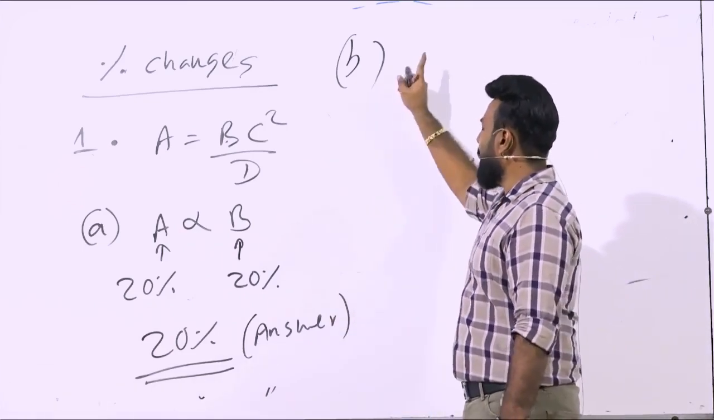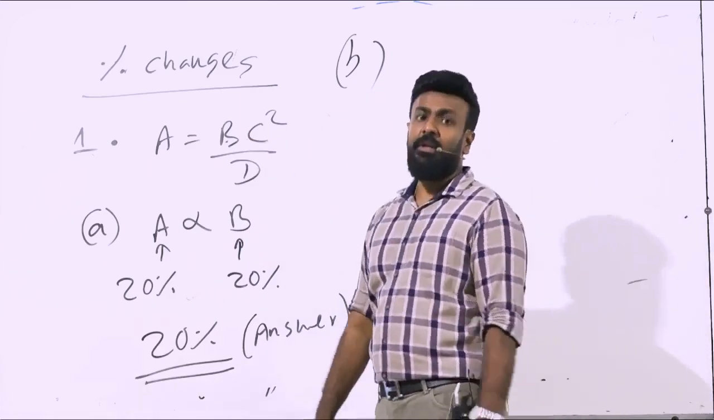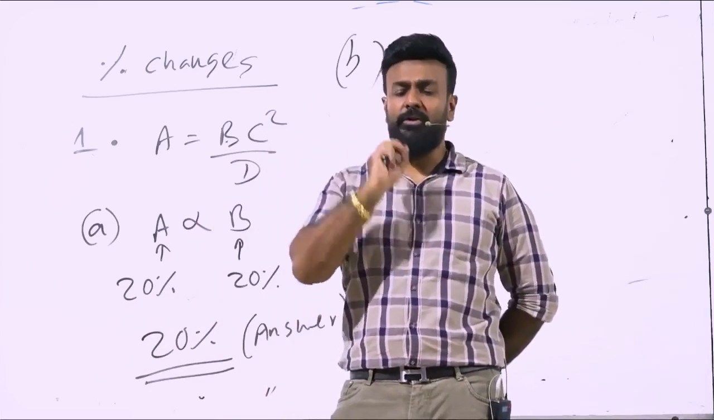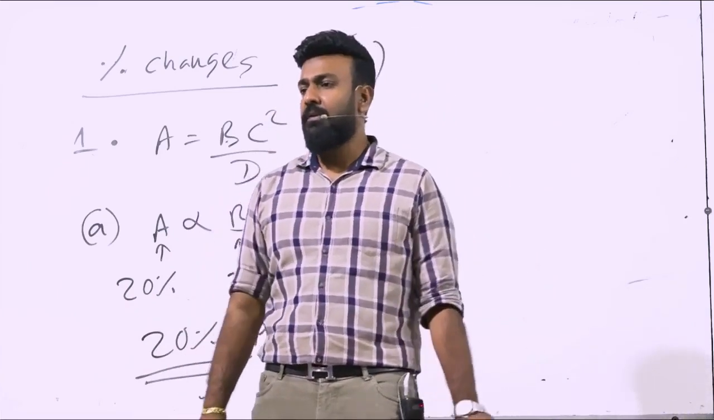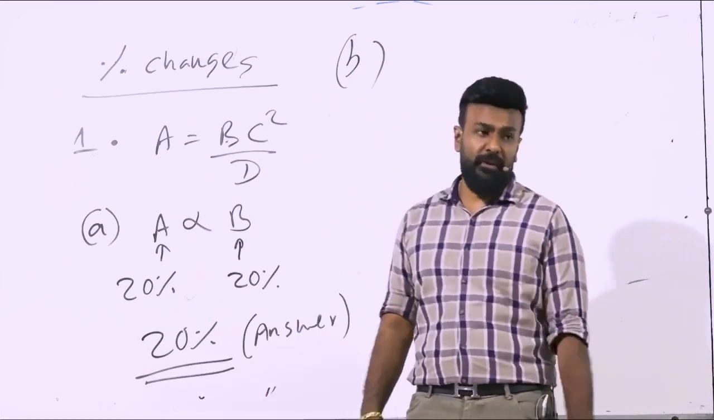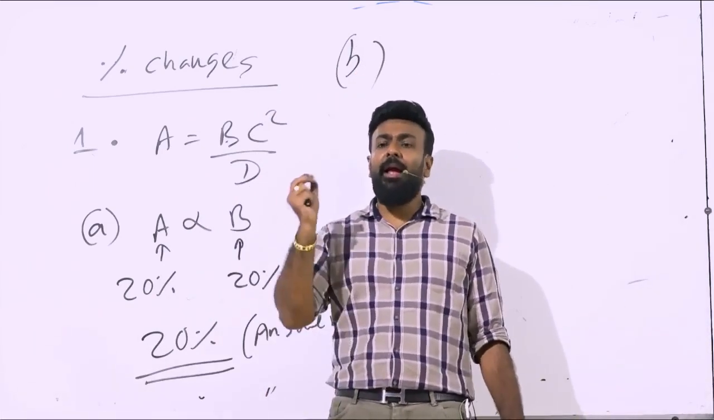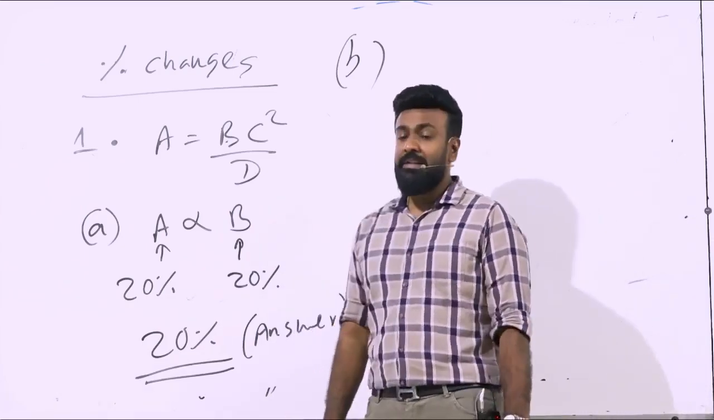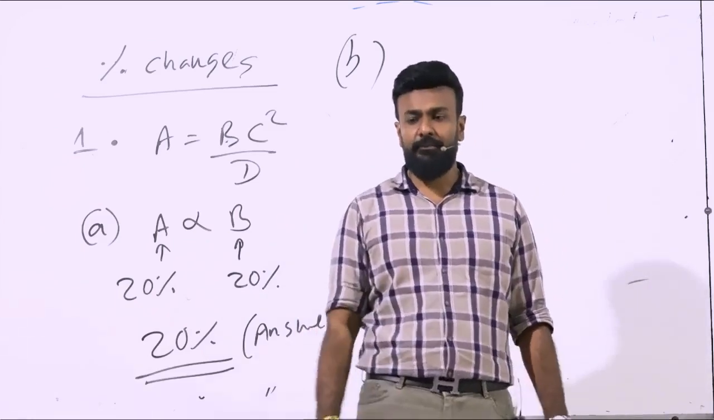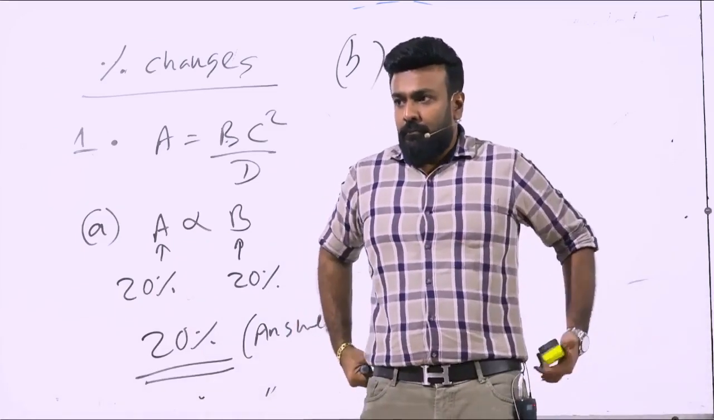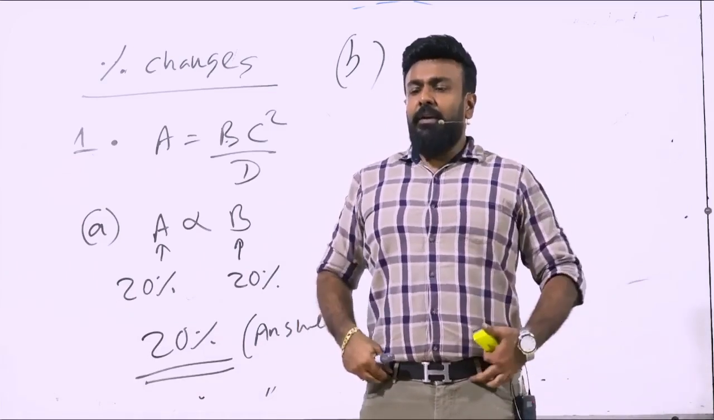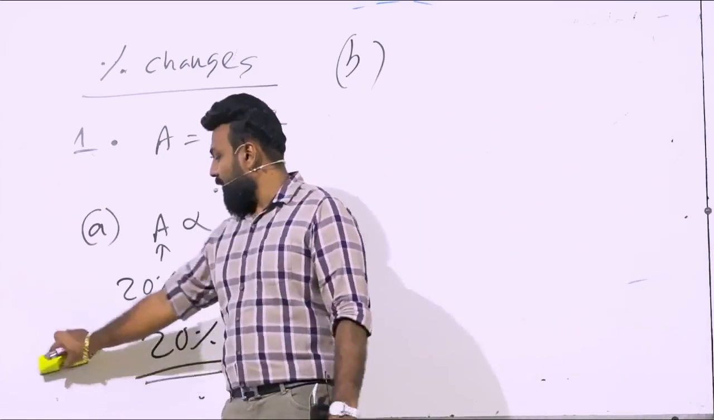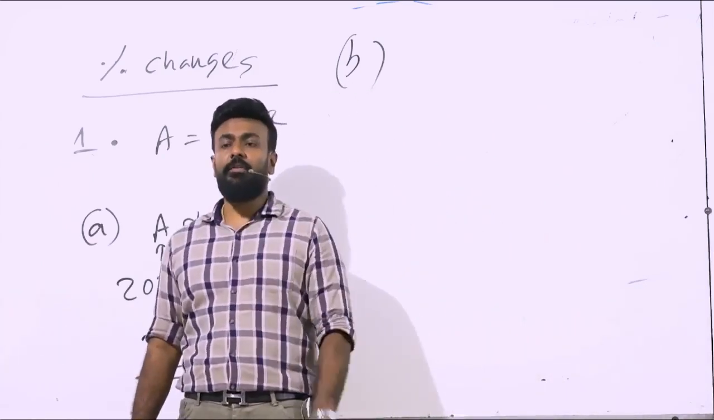Keeping B and D constant, if C is increased by 20%, what is the percentage increase of A?